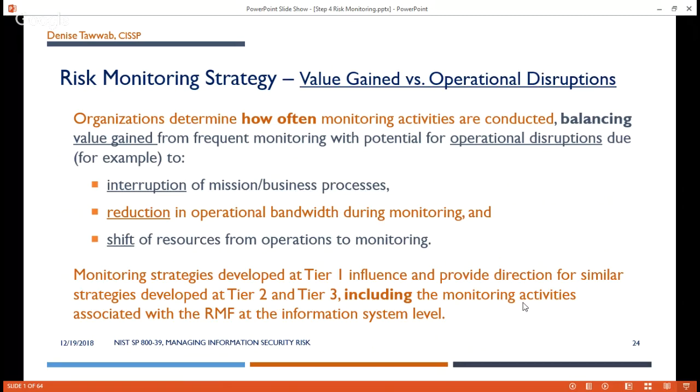Monitoring strategies developed at Tier 1 influence and provide direction for similar strategies developed at Tier 2 and Tier 3, including the monitoring activities associated with the risk management framework at the information system level. So remember, the risk management framework outlined in 837 handles how you handle things at the information system level, and that includes monitoring.